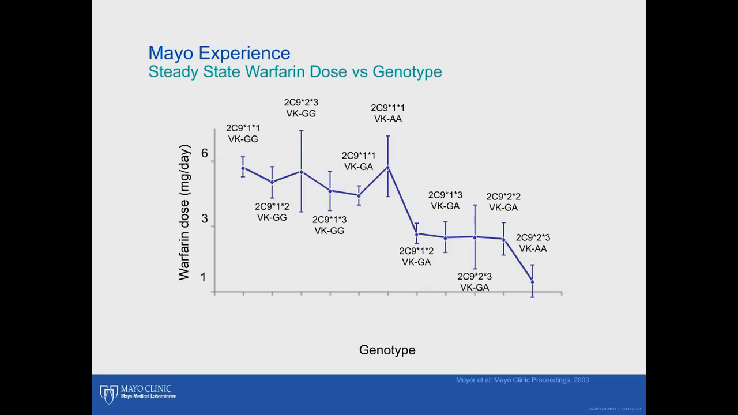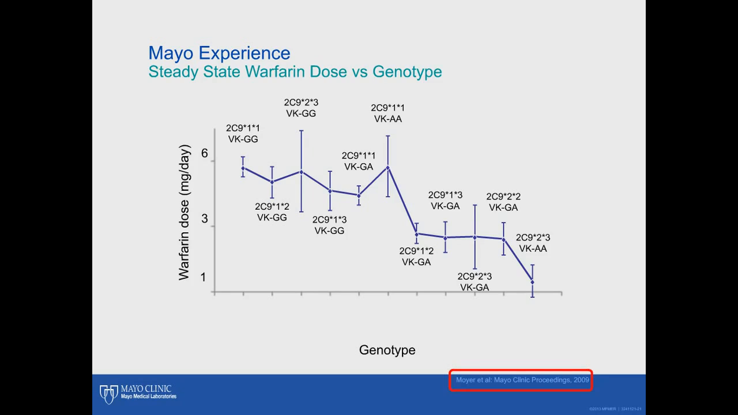As you move your eye to the right of this slide, you will see that the more single nucleotide polymorphisms we experience, the lower the dose has to be to achieve optimal response to warfarin. And if you focus on the far right, CYP2C9 star 2 star 3 vitamin K AA, that's the most sensitive warfarin genotype. Those patients actually require about a 60 to 80% dose reduction to achieve optimal anticoagulation. So this was our learning set.